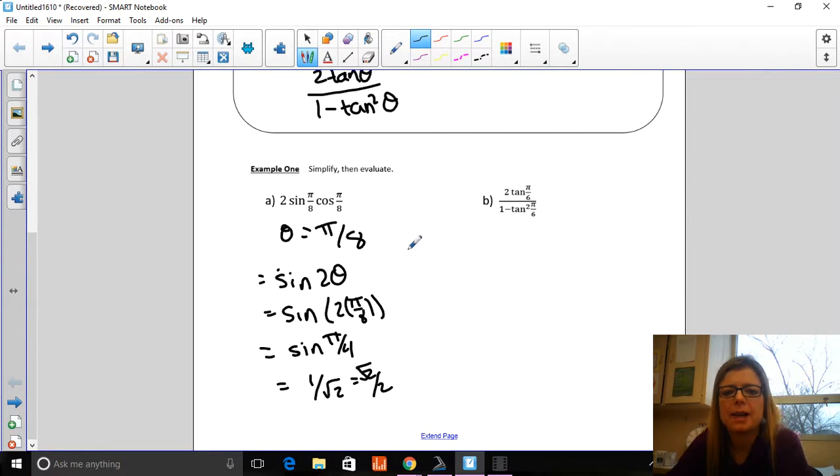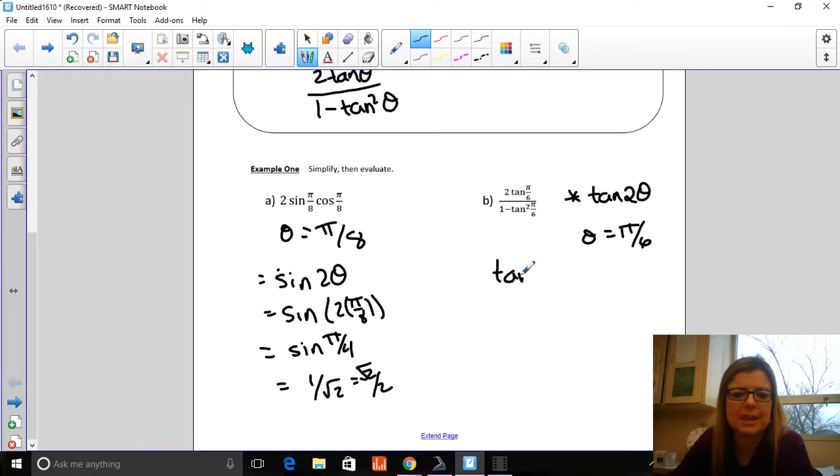All right. This one we know comes from the tan 2 theta, so we can recognize this as tan 2 theta, where theta is equal to pi over 6. So this is just equal to tan of 2 times pi over 6. So the tan of pi over 3, which from our special triangles is just root 3.